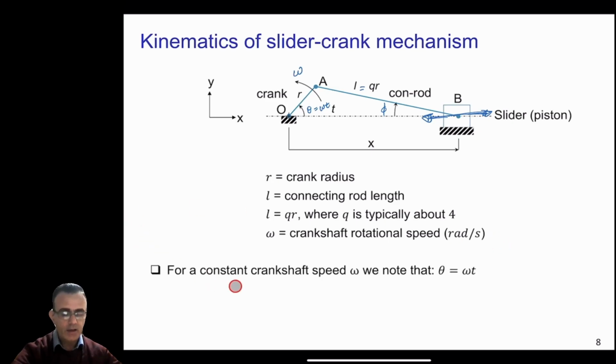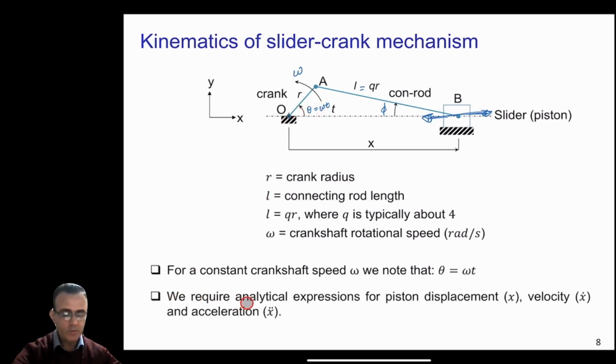Okay, so for a constant crankshaft speed omega, we note that theta is equal to omega t. And here we want to calculate the expressions for the piston displacement x. This is the position of the piston, which will change when the crankshaft rotates. So we want to calculate the equation for x, and also the equation for x dot, which is the velocity, and for x double dot, which is the acceleration.